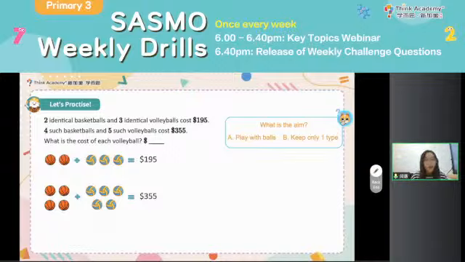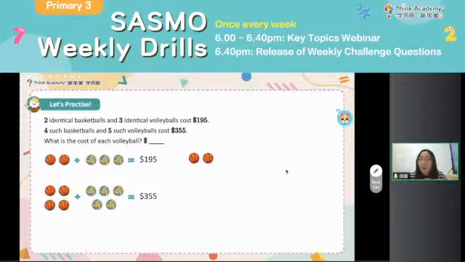But the question is, we cannot cancel anything because the number of these balls are different. In the first equation, there are 2 basketballs, and in the second one, there are 4 basketballs. In the first equation, there are 3 volleyballs. In the second one, there are 5 volleyballs. I cannot find the same part to cancel. Then, what should we do? Give up? No. Okay, let's have a look.